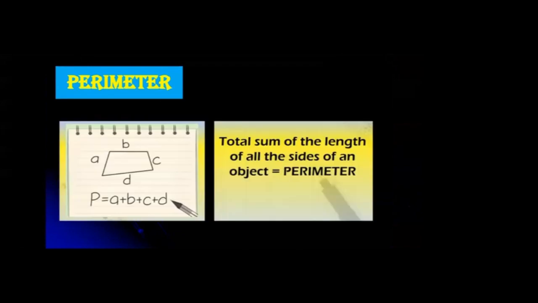So what have we learned about perimeter? We learned that perimeter is the total sum of the length of all the sides of an object or any other given figure. At the left hand side, children, you can see a figure where P stands for perimeter, A stands for the measurement of one side, B for the measurement of another side, and so on. So perimeter is equal to the sum of all the lengths of the sides of the given figure.